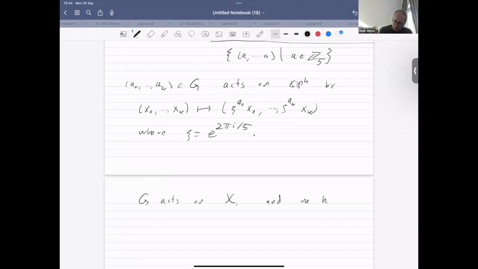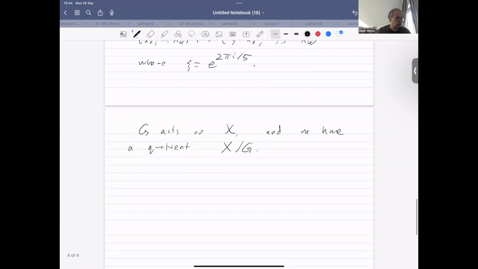And we have a quotient X mod G. Now, the trouble is that X mod G is very singular. The action of G has a lot of fixed points, and you need to do something called resolution of singularities. There exists a resolution of singularities.